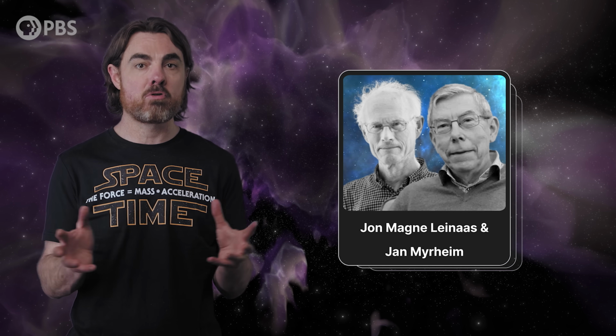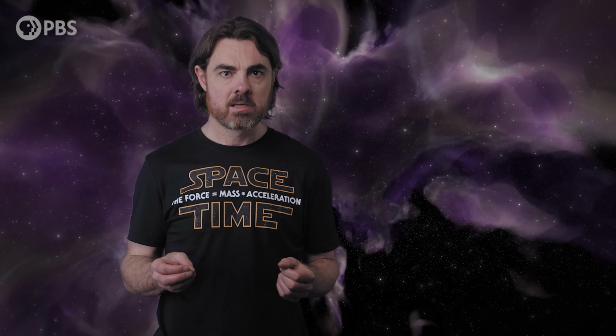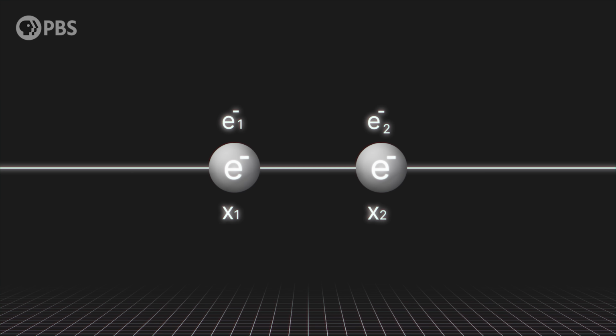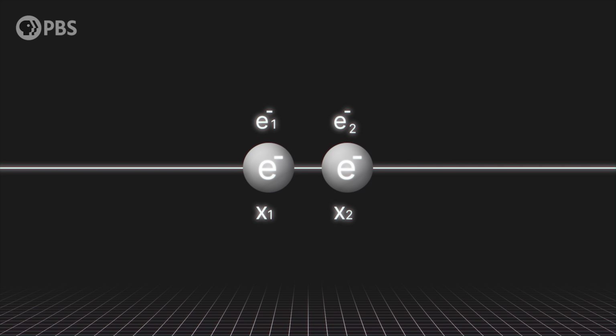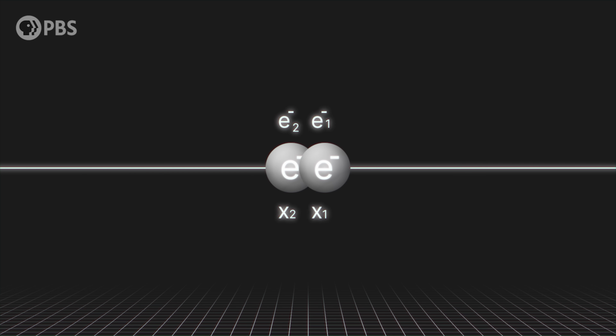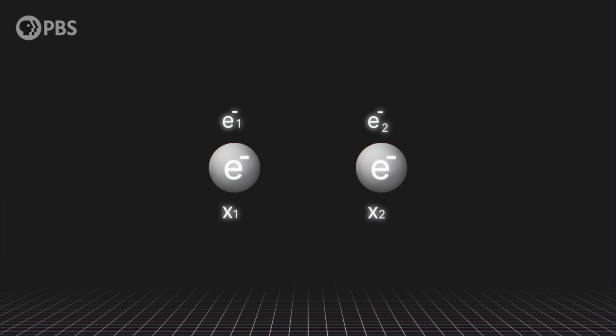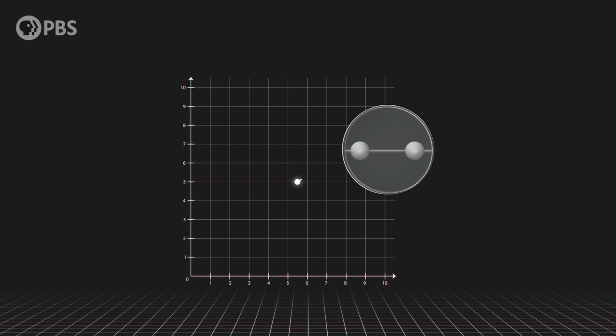And this is exactly why in 1977, Jon Magne Leinaas and Jan Myrheim set out to find a new way to think about fermions and bosons that took seriously the fact that naming electrons is silly. And they succeeded, and in the process discovered a brand new type of particle, anyons. Let's go back to our example of two electrons moving towards and through each other. We'll make it easy by pretending that this is a one-dimensional universe. The line that the electrons move on is the only space that exists. That means we can describe their positions with one variable each. Every point in this plane represents a combination of locations for the two electrons.